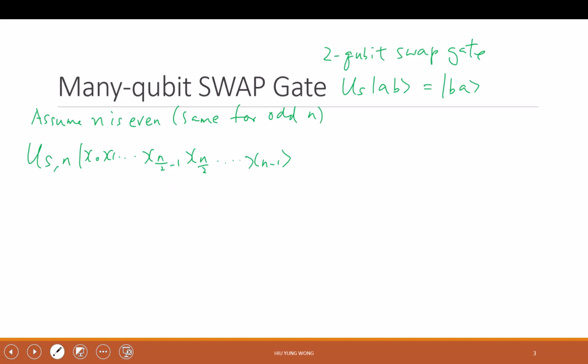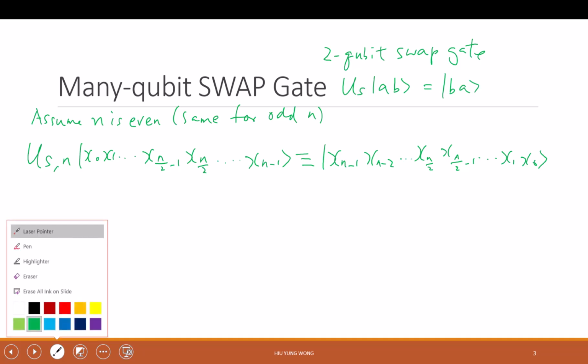So this is the swap gate. By definition, this equals x(n-1), x(n-2), and go to x(n/2), x(n/2 - 1), x1, x0. So very clear. What we mean by swap is just move the last one to the first one, the second last to the second. Swap them. Just like rotating it, right? That is the implementation.